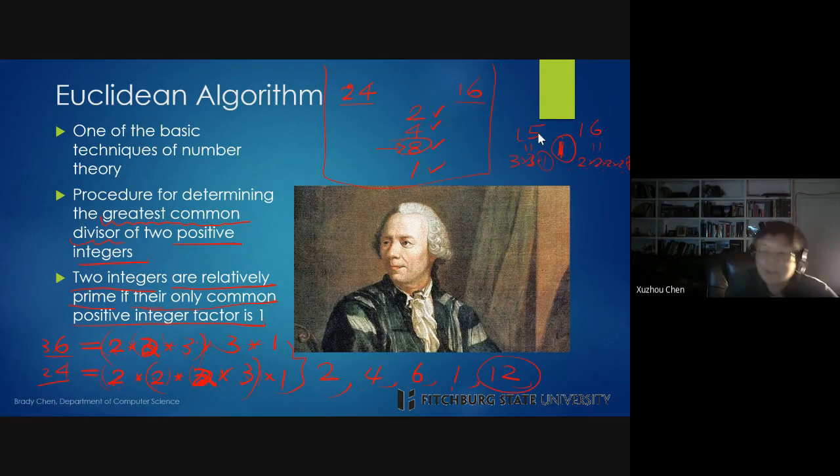In other words, if two integers are relatively prime, it means the greatest common divisor between these two numbers is 0. Oh, I'm sorry, is 1. If the greatest common divisor is 1 between two numbers, that means these two numbers are relatively prime. Does that make sense?